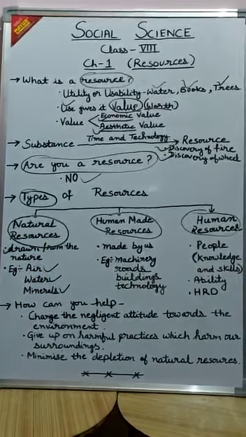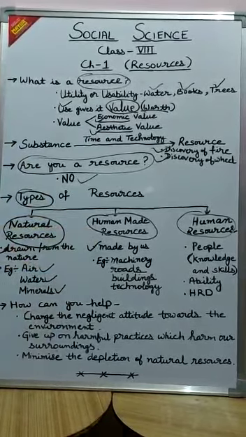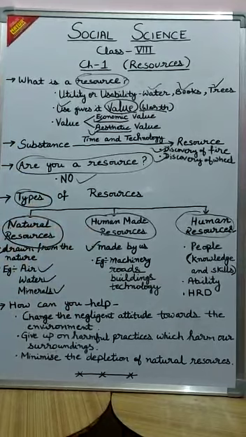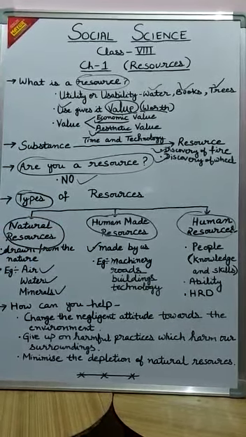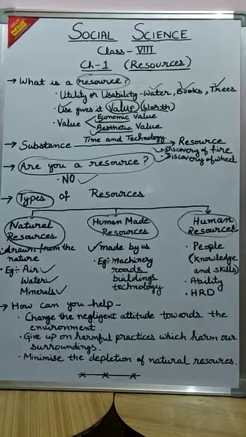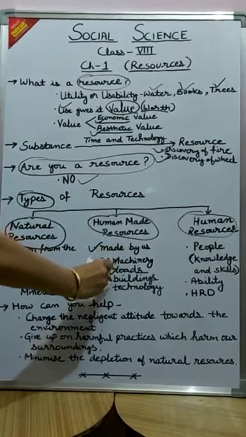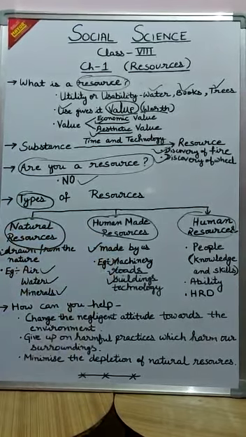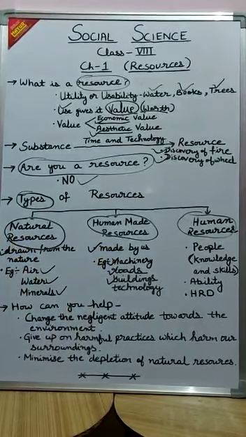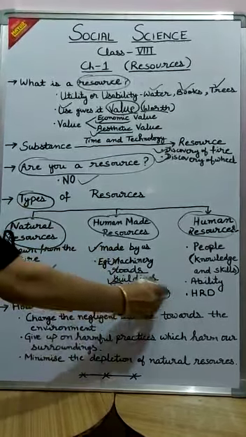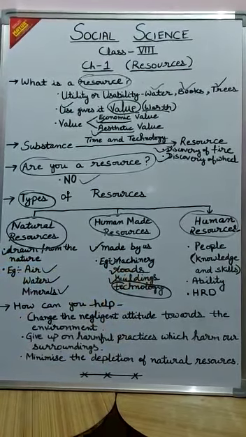Human-made resources are the resources that we have built up. Now, can you list out at least 5 human-made resources that you can observe around you? Well, machinery, roads, buildings, and all these are made with the help of technology. Therefore, technology is also a human-made resource.